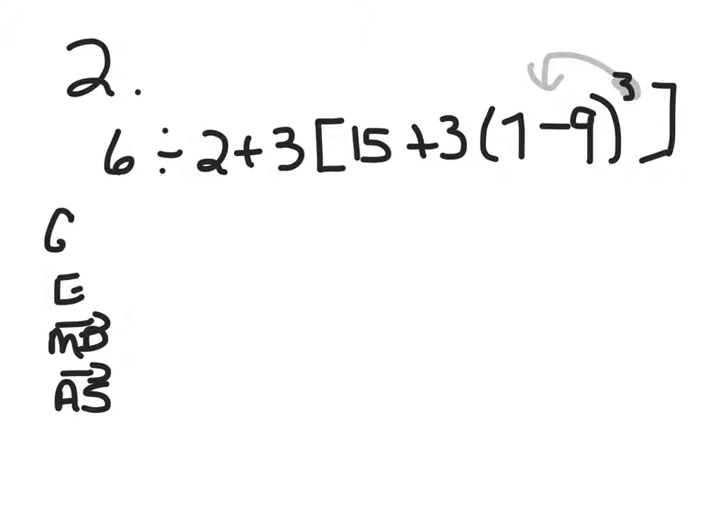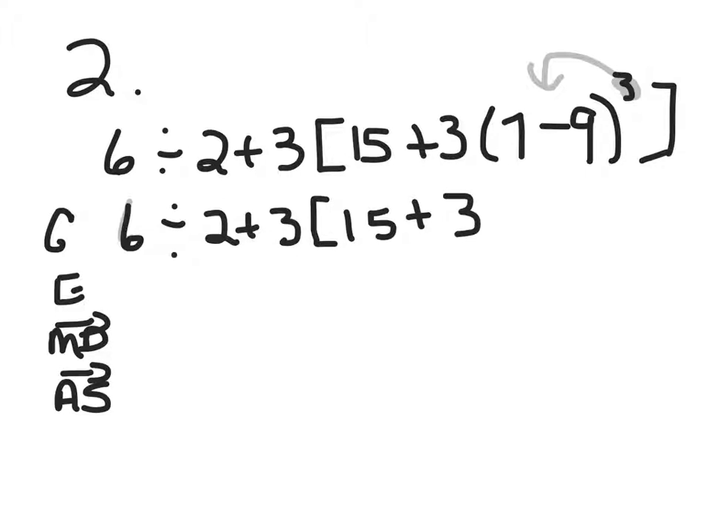Step by step, we start by copying what we have down that we're not working yet. We're going to start with the grouping symbols, and they are at the back of the problem. I've got brackets, but I can't deal with those until I deal with the parentheses on the inside. 7 minus 9, now be very careful, that's not 9 minus 7, it's 7 minus 9. That gives me a negative 2.